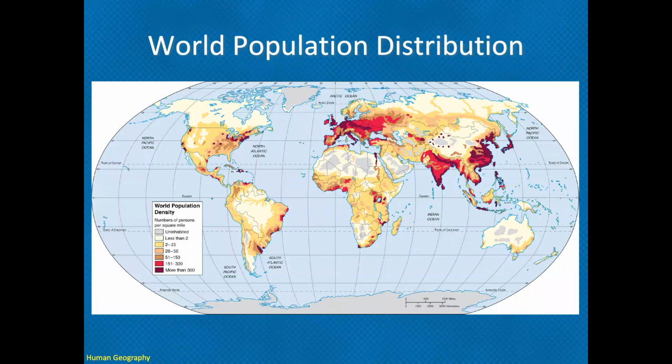And here's the idea of population density. Notice wherever you see the darker red, you have higher numbers. So for example, China, India, even Europe. Because Europe, even though their population is no longer growing, they have a lot of people in a relatively small area. And then wherever you have uninhabited areas, you have less than 2 people per square mile.